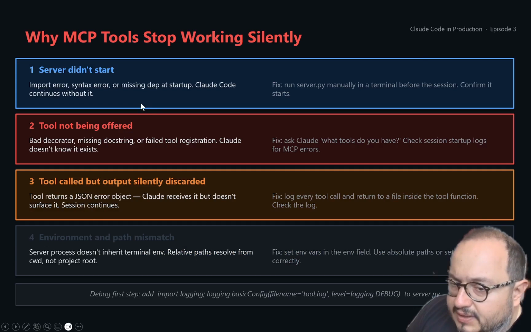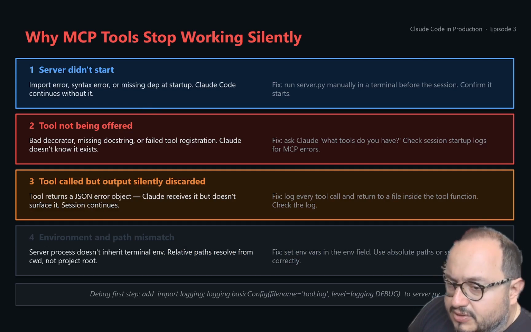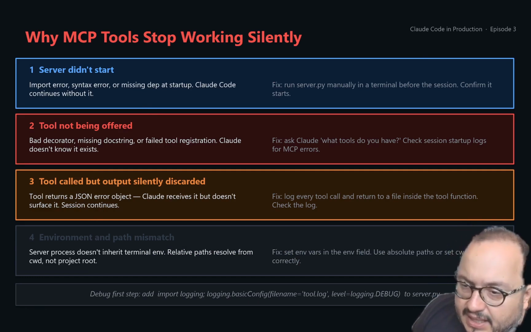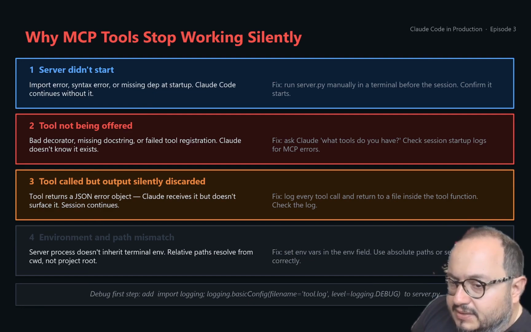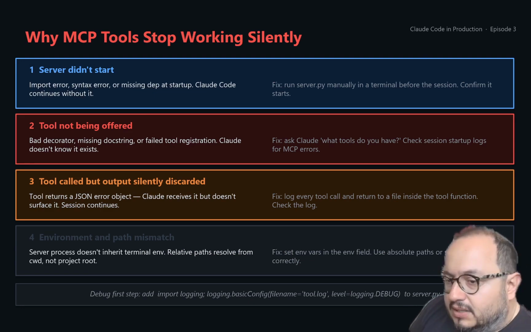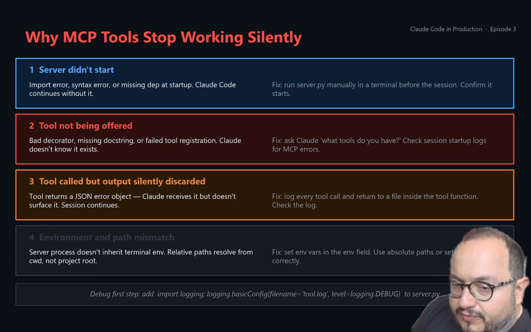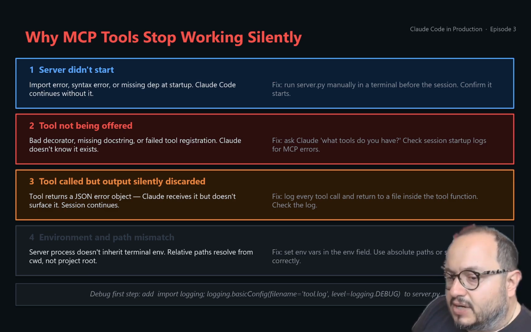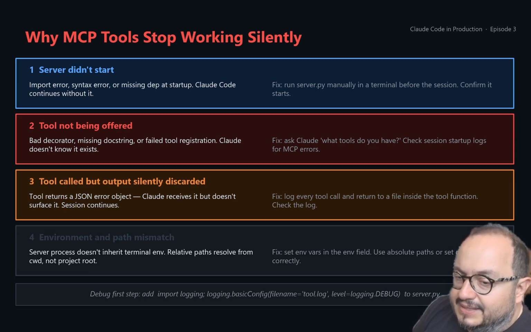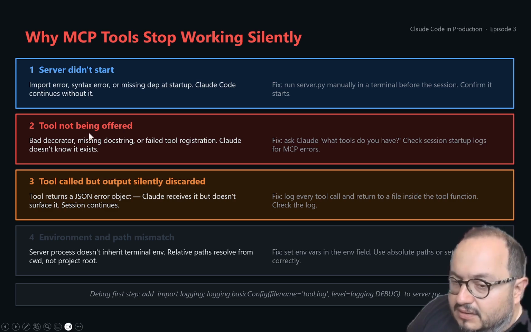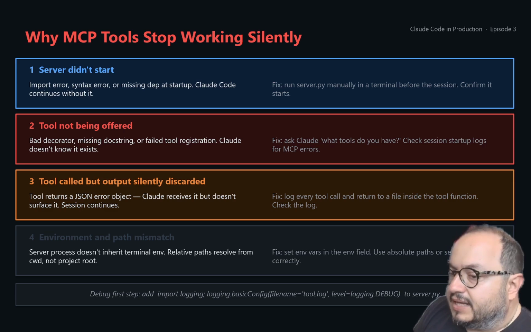First, the server did not start. Claude Code launches the server subprocess and expects it to respond to a handshake. If the server crashes at startup, for example from an import error, missing dependency, or a syntax error, Claude Code marks it unavailable and continues. Claude has no tools from that server for the entire session. The fix is to run server.py manually in a terminal before the session and confirm it starts without errors. Second, the tool is not being offered. Claude does not call tools it does not know exist.